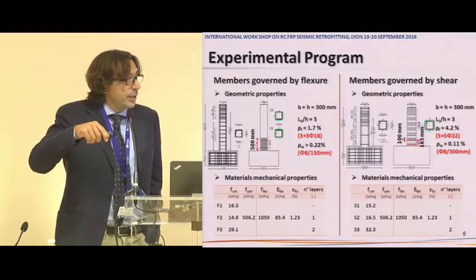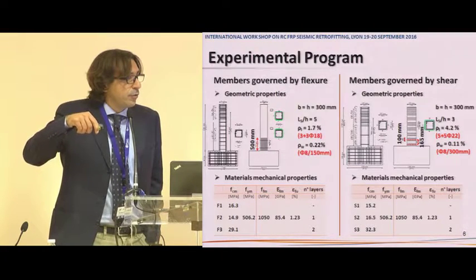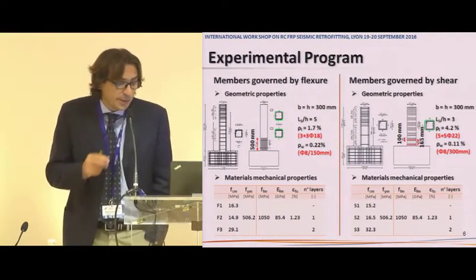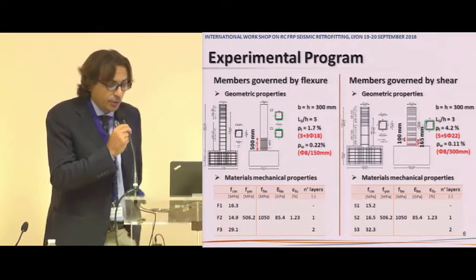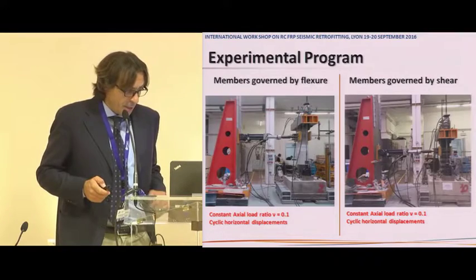What we did is to strengthen the flexural governed columns by using FRP at the zone of plastic hinge for a length of 50 centimeters, while we use strips of FRP to increase the shear capacity of these columns. We have 3 tests on flexure, 3 tests on shear. We have 2 concrete material properties, and FRP strengthening solution made by 1 or 2 plies of FRP layers.